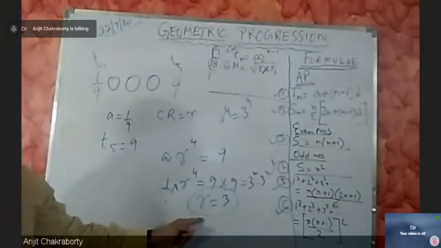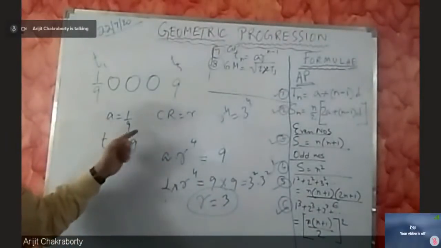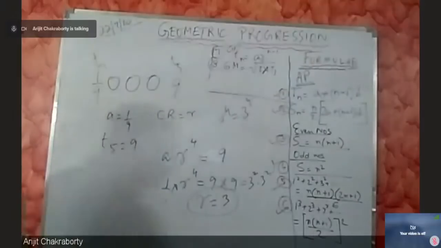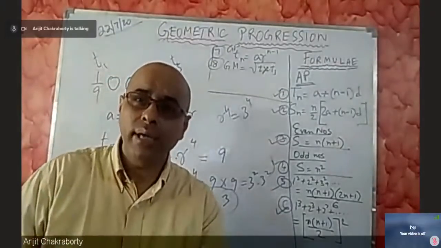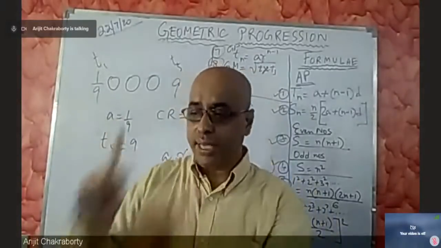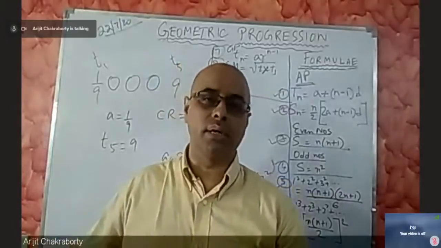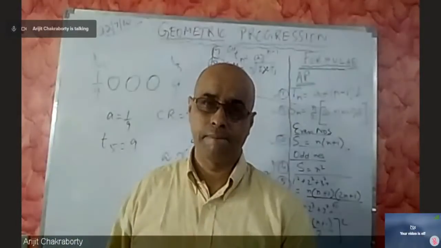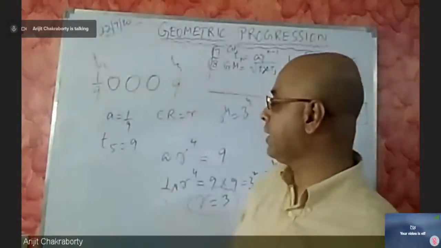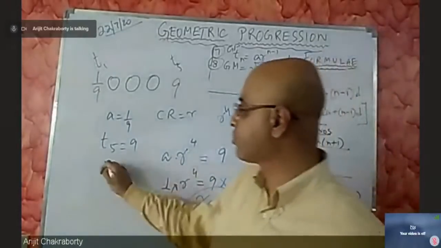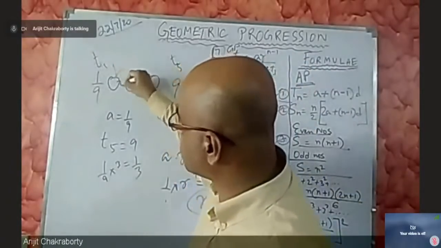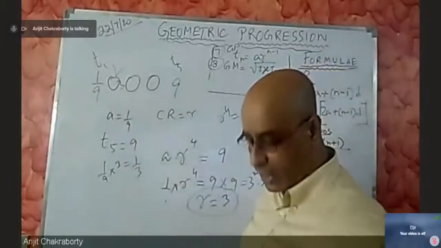Now, we know A is 1 by 9 and we know the common ratio, so we can easily find out the terms. How do we do it? Just by multiplying. The first term into common ratio gives you the second term. Second term multiplied by common ratio gives you the third term, and so on. I hope it's clear. So 1 by 9 into 3 is 1 by 3. So 1 by 3 is the next term and the first geometric mean is 1 by 3.